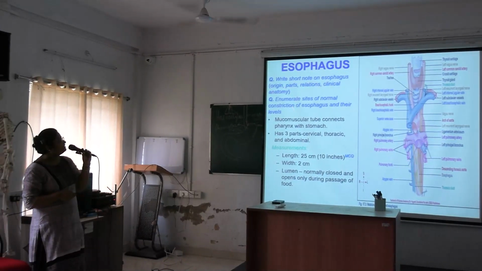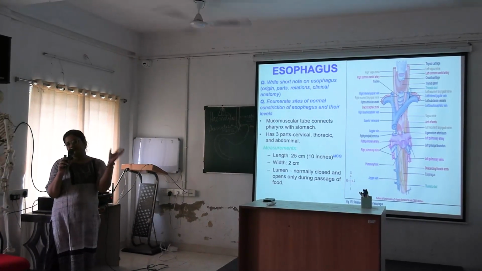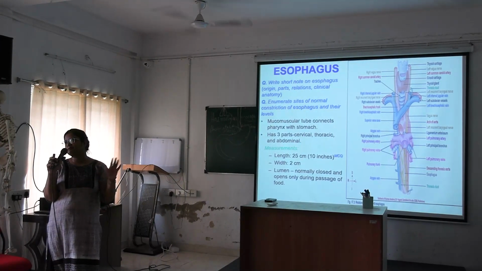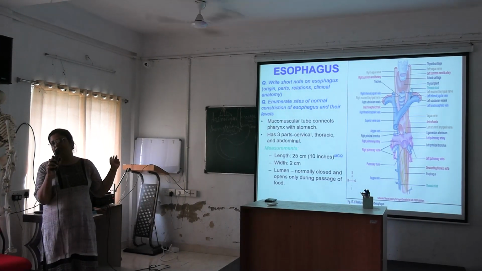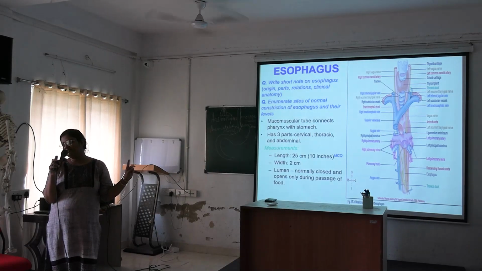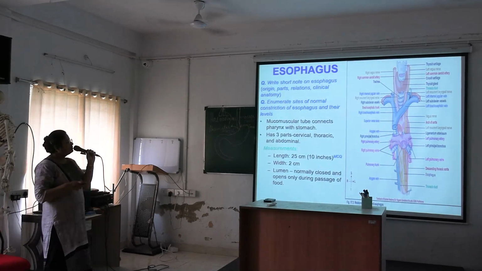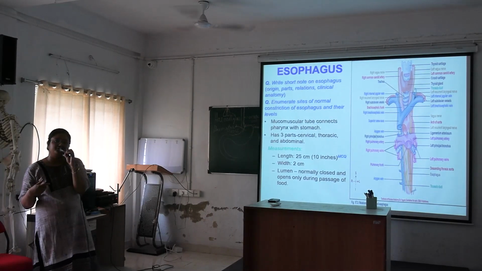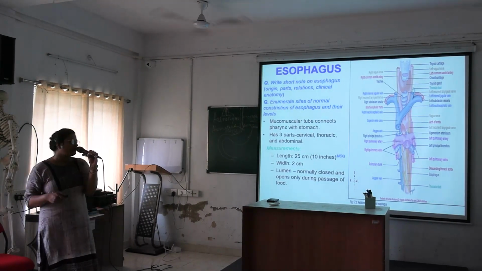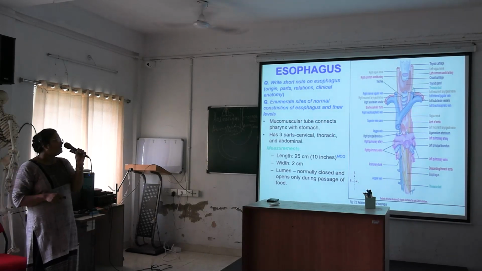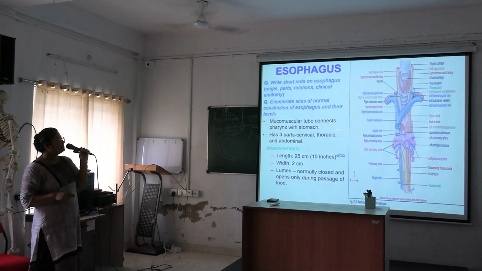So the esophagus, you have read it in parts, the cervical part and the thoracic part, like this. And you have also learned the histology of the esophagus. So we will learn this all together. The esophagus is an important short note for your theory. So the esophagus is a mucomuscular tube that connects the pharynx with the stomach.